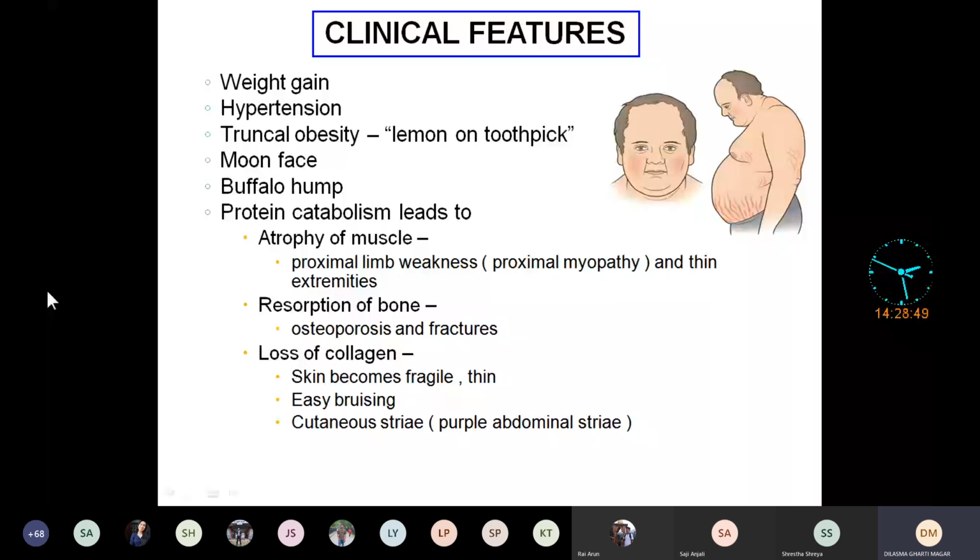And then in the body or in the hands, or in the tummy or abdomen, there will be cutaneous stria, and usually that will be purple, and abdominal stria will be there. So it will look purple. That is known as the cutaneous stria. Coming to the other features, there will be poor wound healing.